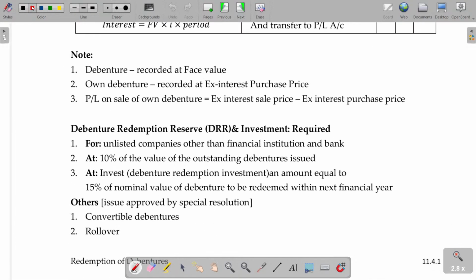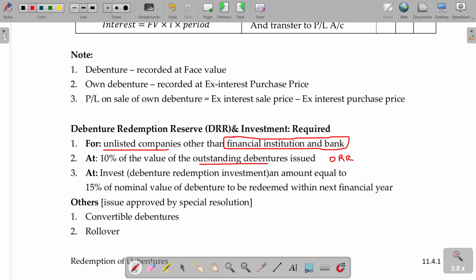So, in case of debenture redemption, remember, if you have unlisted companies, not being financial institutions or banks, forget about the listed company. If it is an unlisted company, meaning one whose shares or debentures are not traded in the stock market, then for whatever debentures you have outstanding, to that extent you have to create the DRR. DRR should be created.